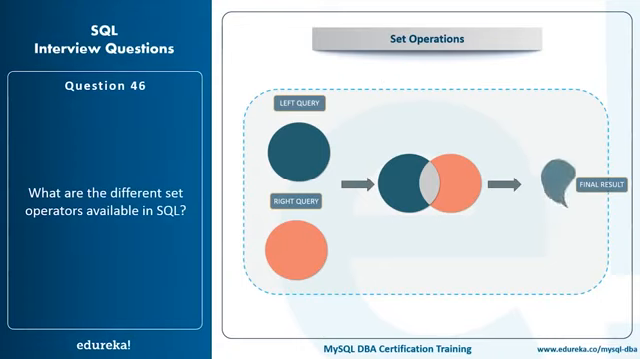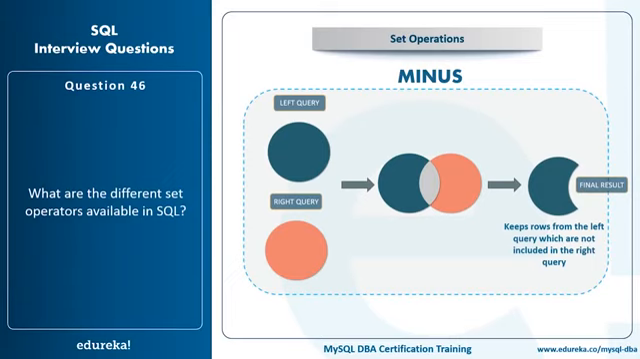Moving forward to the third type of operation, that is the minus operation. When you apply left query minus right query, you'll get as an output only those rows from the left query which are not included in the right query. And when you apply the operation of right query minus left query, you'll get only those rows from the right query which are not included in the left query.